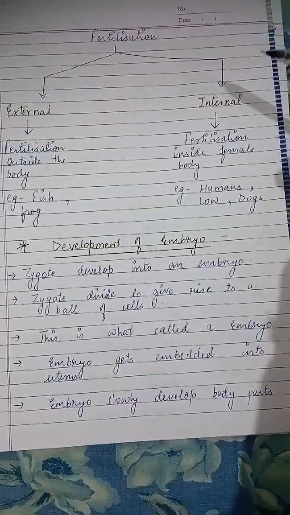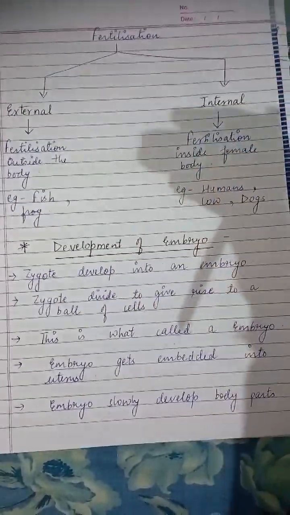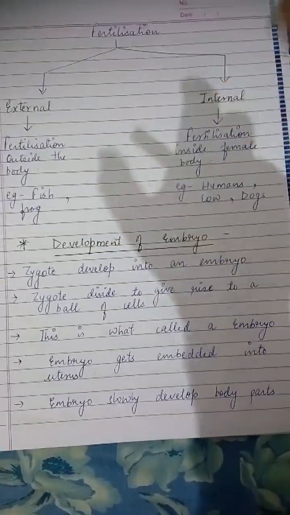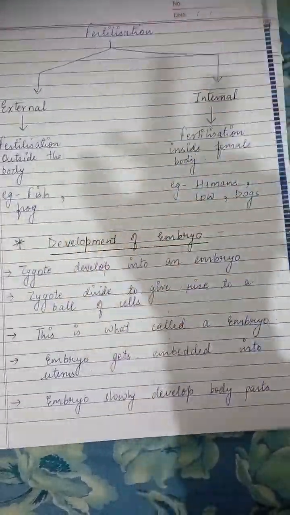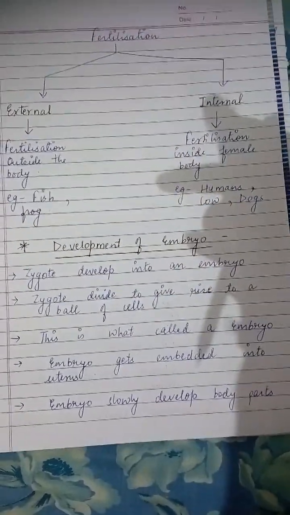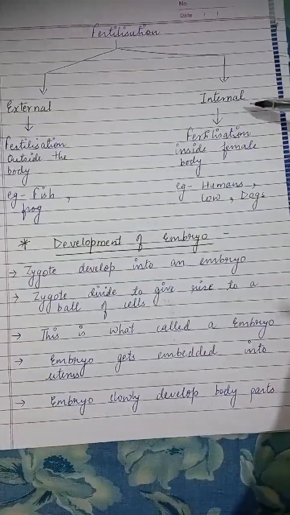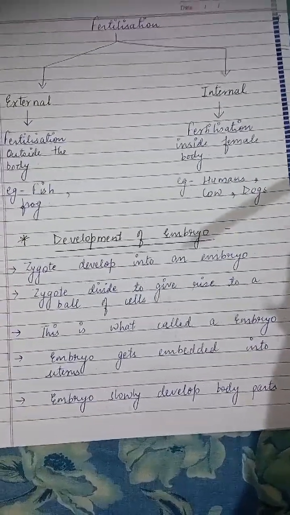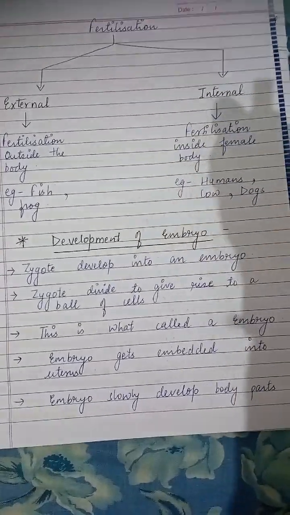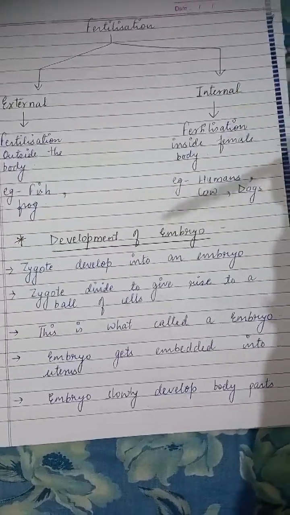What is basically the difference in both the terms? As we can see, internal means something happening inside. So in case of humans, the fertilization, or the whole process of a baby developing, takes place inside a female body. So that is basically an example of internal fertilization. Fertilization which takes place inside the body of female. Correct? And they produce young ones.